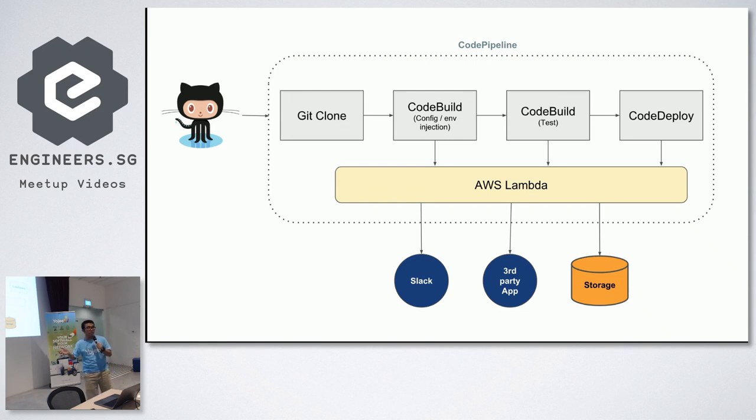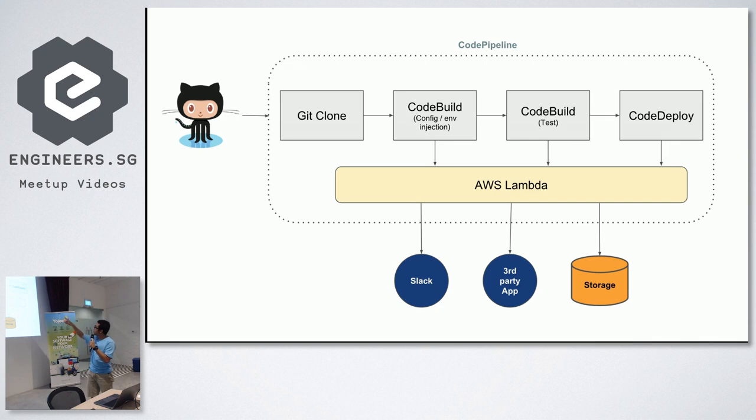We have a repository in GitHub, and it's very standard, very simple and straightforward. I'm pretty sure you are familiar with this pipeline. We have Git. First, we clone the latest version of our software, and then we inject some configurations and environment variables, and decide which environment this source code should be deployed to. Is it development, staging, or production? And we do some tests. If they pass, then we perform the deployment.